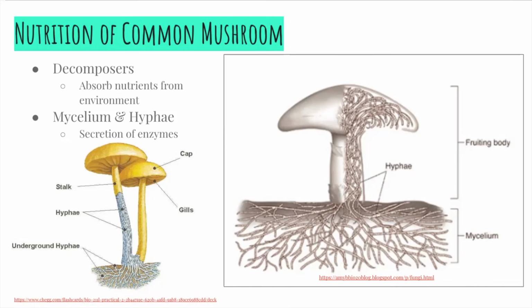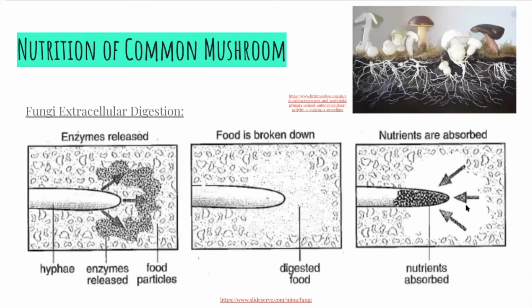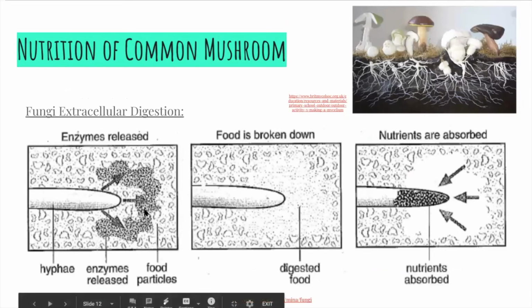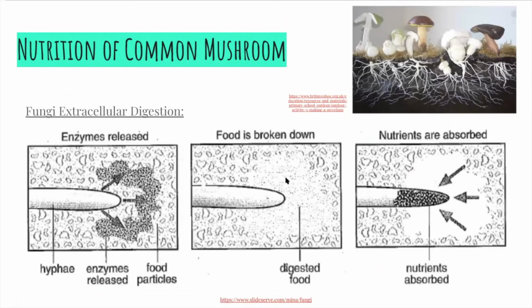These tiny filaments are shot out by the common mushroom in order to enlarge the surface area exposed to get more nutrients. And so here is just a diagram of how the hyphae secrete specific enzymes, they break down the food, and then the nutrients are absorbed through its cell wall. So overall, the common mushroom's process of getting nutrients is fairly simple because it just relies on its hyphae to break down and absorb the non-living matter around it.